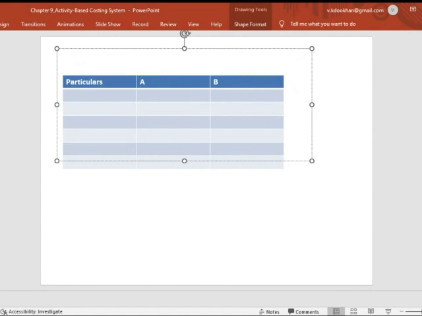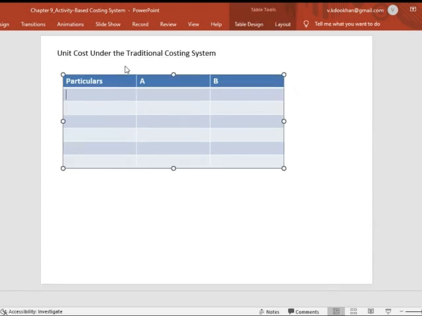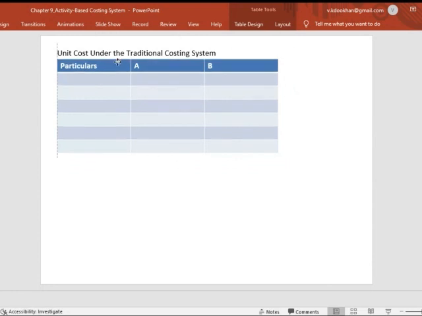We are going to calculate the unit cost under the traditional costing system. So this is what we are going to work out here.